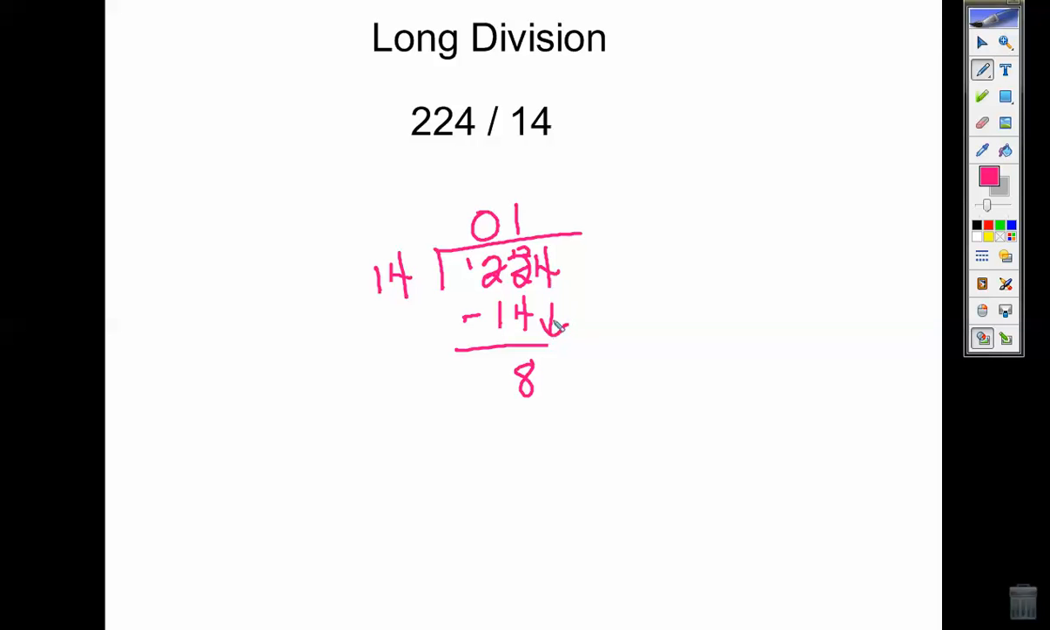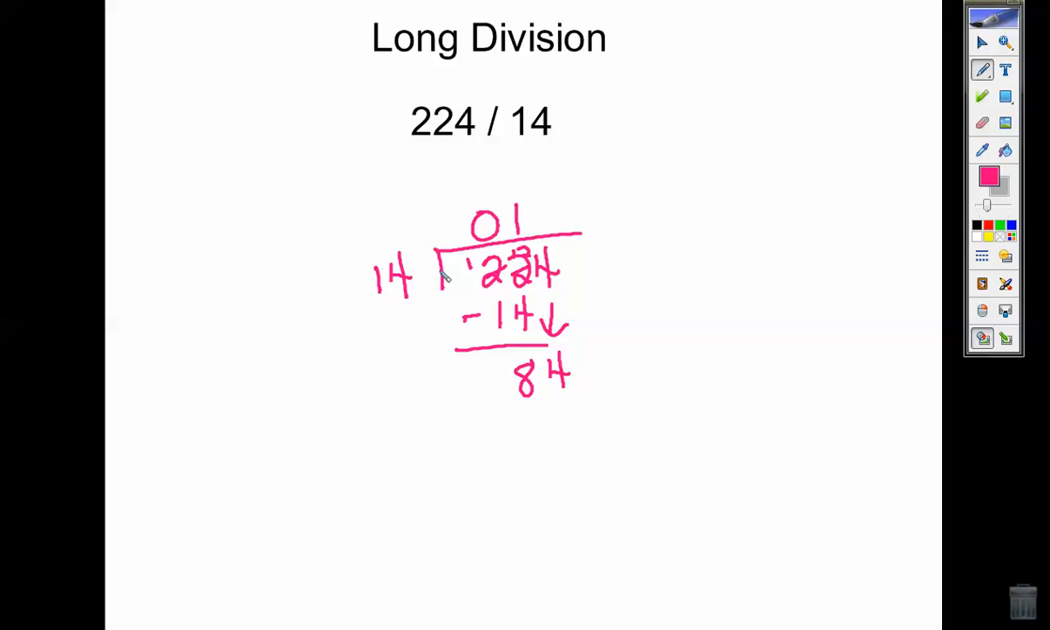Now I bring down the 4, and I would suggest that you always write this arrow so that you know what to bring down. And I'm going to bring down the 4. Now here's where it gets tricky. 14 into 84. We don't know that number off the top of our heads. That's not a multiplication fact that we memorized. So we have to kind of estimate and see what would work.